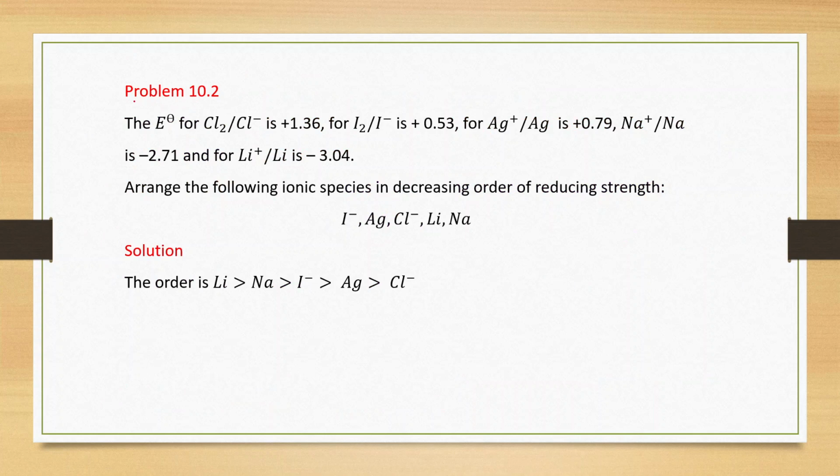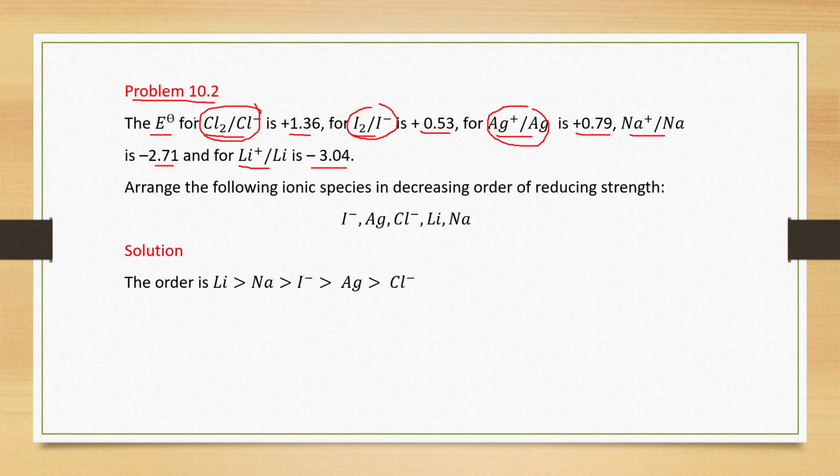Now there is one question, problem 10.2. The standard electrode potential for Cl2/Cl- is +1.36. For I2/I- it is 0.53. For Ag+/Ag, this is +0.79. For Na+/Na, this is -2.71. And for Li+/Li it is -3.04. Actually, all these represent the redox couple.